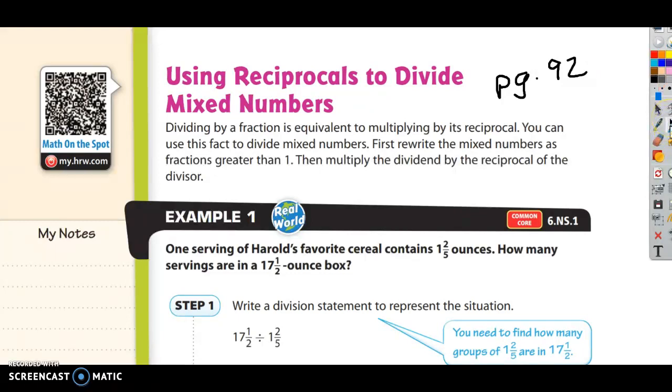Dividing a fraction is equivalent to multiplying by its reciprocal. If you think to yourself, that sounds familiar, it's the same thing as dividing fractions. You can use this fact to divide mixed numbers. First, rewrite the mixed numbers as fractions greater than 1. The other word for that is improper fractions. So we're going to make them improper fractions. Then multiply the dividend by the reciprocal of the divisor. That's kind of a fancy way of saying leave the first fraction alone and then multiply by the reciprocal of the second fraction. Let me show you how that works.